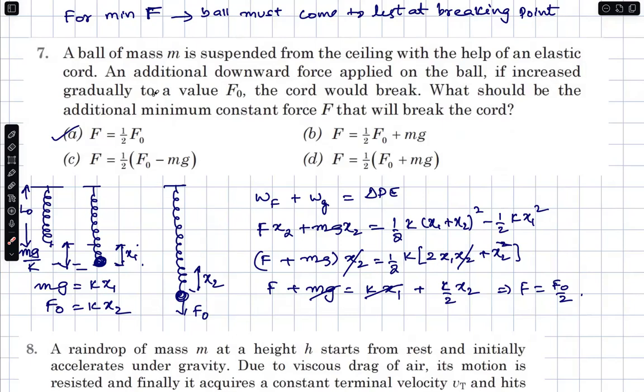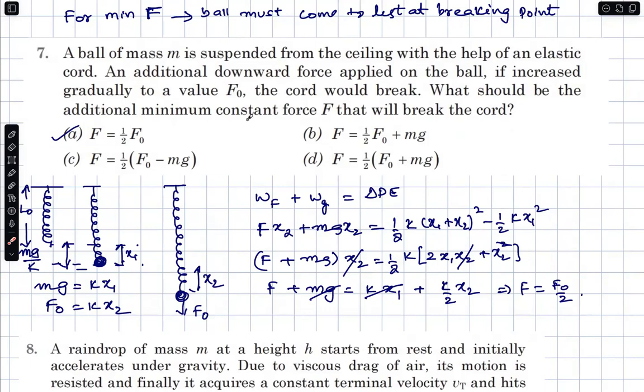So the maximum tension that the cord will break at is what? Weight of the ball plus your force. That is the maximum tension that the cord can bear. Understood? This is the first point. What should be the minimum constant force that will break the cord?